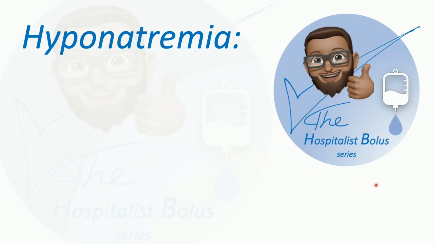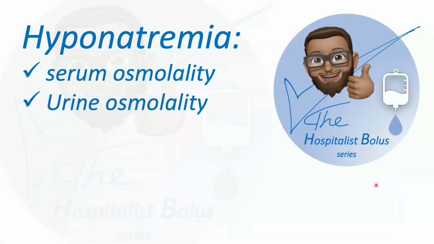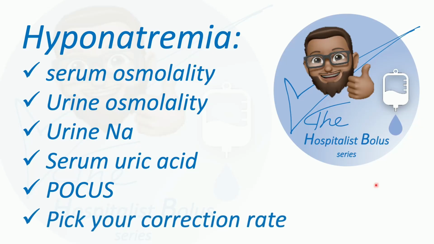So just to recap really quick, in hyponatremia, the tests that I order in almost every single patient are serum osmolality, urine sodium, and serum uric acid. This is very helpful. And then use physical examination and better use of POCUS to assess the volume status. And then pick your correction rate based on the type of patient and the clinical scenario.